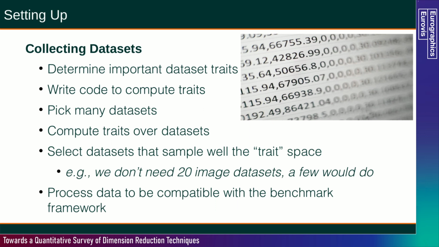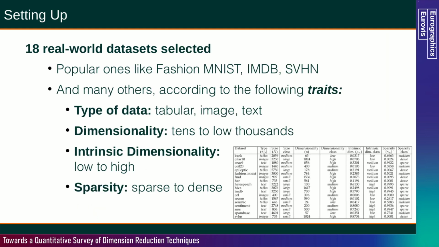Then we needed to collect data sets. So we wanted to determine the important data set traits or characteristics. Then we needed to write code to compute those traits. And we pick many data sets, compute those traits, and select the data sets that sample well this trait space. Then we process the data to be compatible with the benchmark framework.